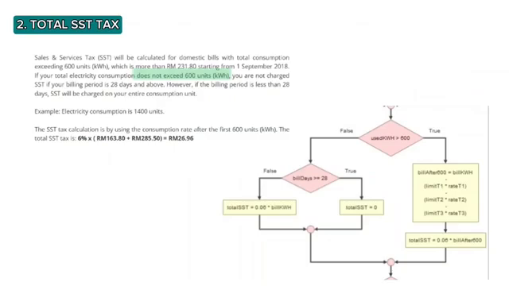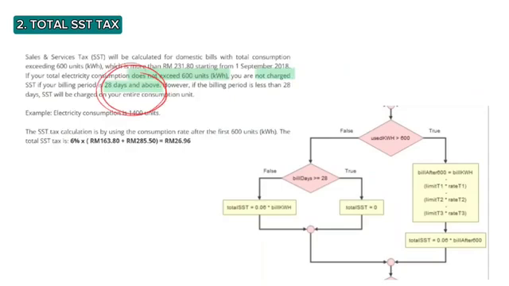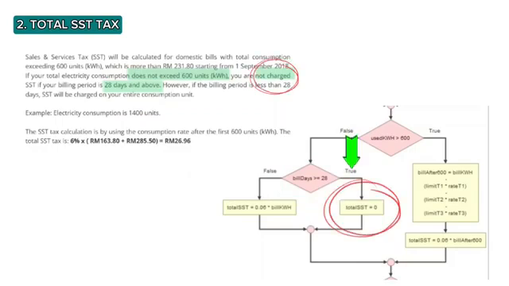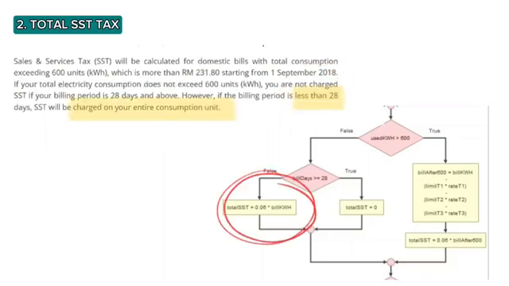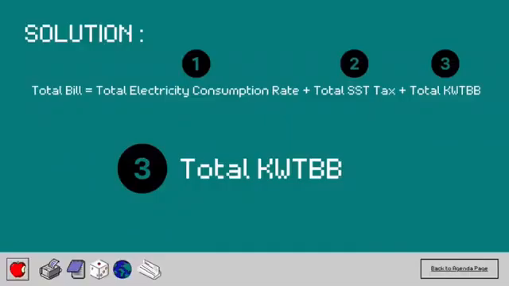Does not exceed 600, meaning we go to the false side. If billing period is 28 days and above, which is more than equals to, we put in the diamond shape. SST is not charged, so the true side we put SST equals to 0. If less than 28, which is false side, SST is multiplied with the total electricity consumption without deducting the bill after 600. The third part is total kWTBB.